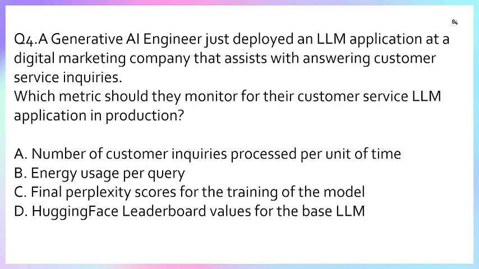Option C, final perplexity score for the training of the model. Perplexity is a training or evaluation metric that measures how well a model predicts text. However, once a model is already deployed, you do not track perplexity anymore. You monitor real-world performance, not training metrics. So option C is also incorrect.